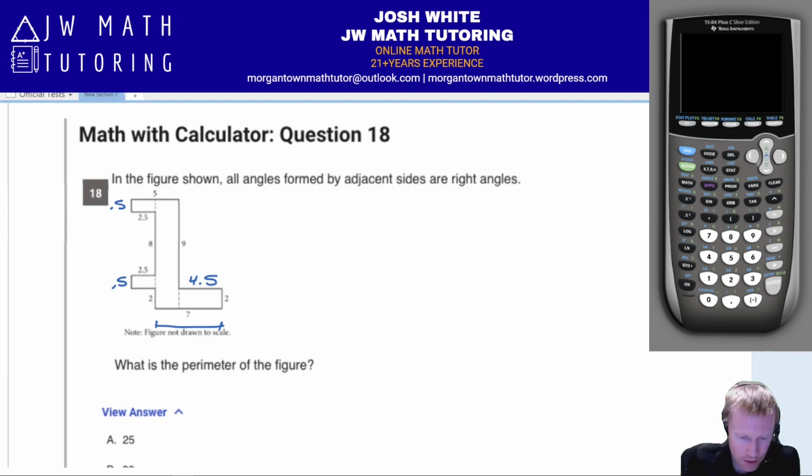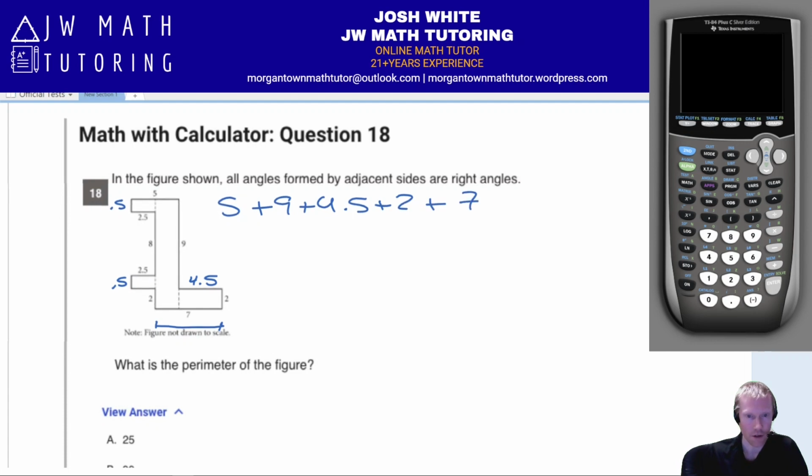Let me just look at my picture. That should be it. So now you're going to add up the following values. I'm going to start at the top and go clockwise. So we've got a 5, we've got a 9, finding the perimeter, we're adding up all the sides. We've got a 4.5, we've got a 2, we've got a 7, we've got another 2, we've got a 0.5, we've got a 2.5. Now I've got to jump down.